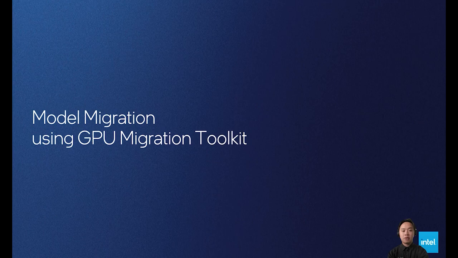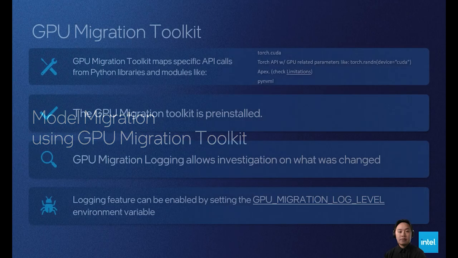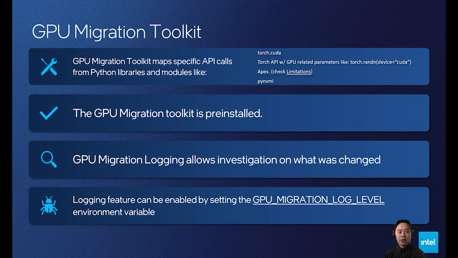Now we will focus on model migration using our GPU migration toolkit. We developed a GPU migration toolkit to help migrate models built on GPUs over to our Synapse AI software stack. The toolkit maps specific API calls from Python libraries and modules like Torch CUDA, Torch API with GPU-related parameters, Apex, and PyNVML. It is pre-installed in our software stack, and to investigate what is occurring under the hood, you can enable the GPU migration logs environment variable.